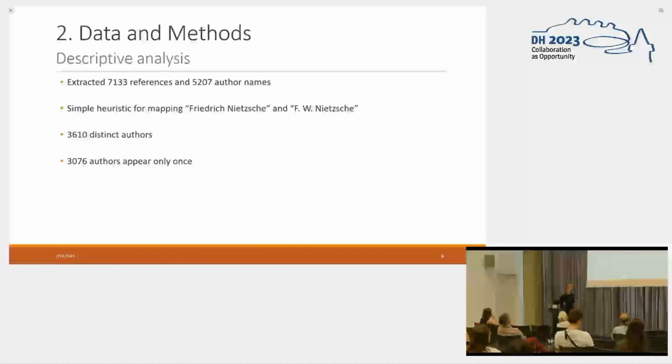With XParser, we were able to extract 7,000 references and 5,200 author names. Then we programmed a simple heuristic for mapping two name variations, like Friedrich Nietzsche and F.W. Nietzsche. In the end, we have 3,600 distinct authors, and 3,000 of them appear only once.